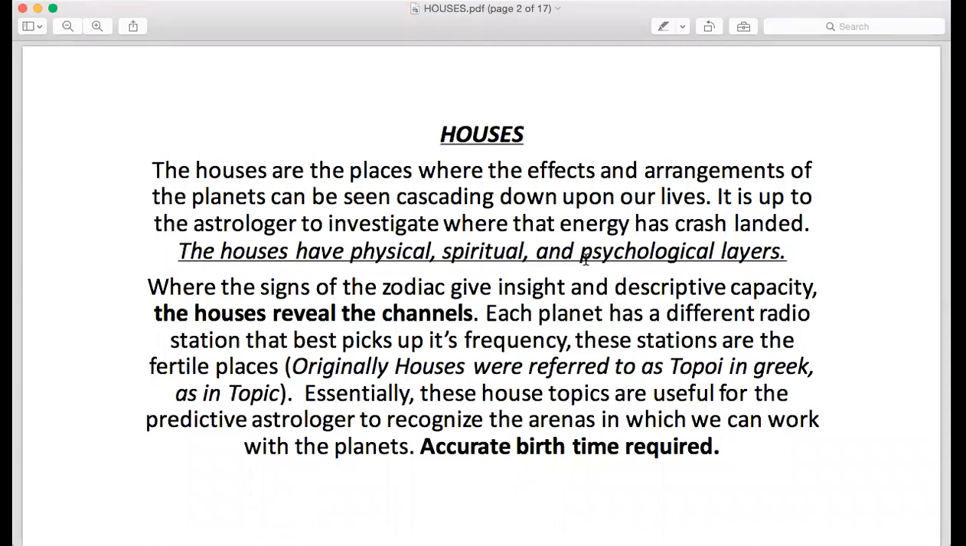Accurate birth time is required for this, for any really meaningful predictions. Some things can be done without the birth time, or you can rectify charts as well. There's all this, but this is more work. If you're willing to do it, go for it.